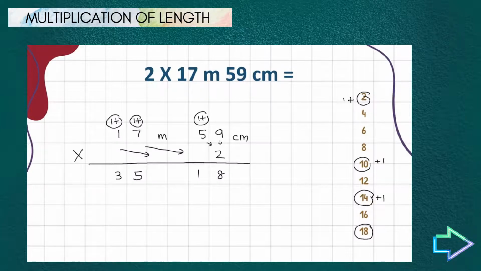We're not done yet because you need to bring down meter and centimeter. So for this one, as you can see, the centimeter is 18. It is already less than 100. No need to minus it because we already brought it above the 7 when we times. So this is another way, compared with the previous questions, that you can do multiplication of length. So 2 times 17 meter 59 centimeter is equal to 35 meter and 18 centimeter.